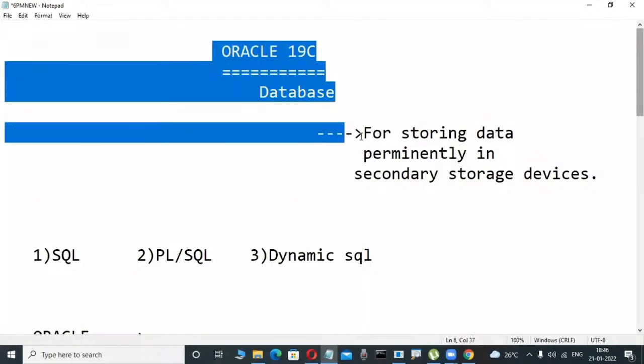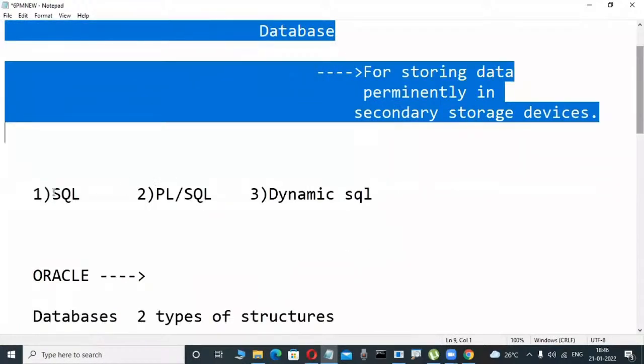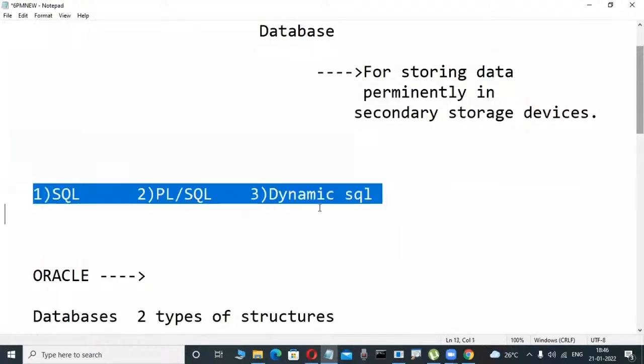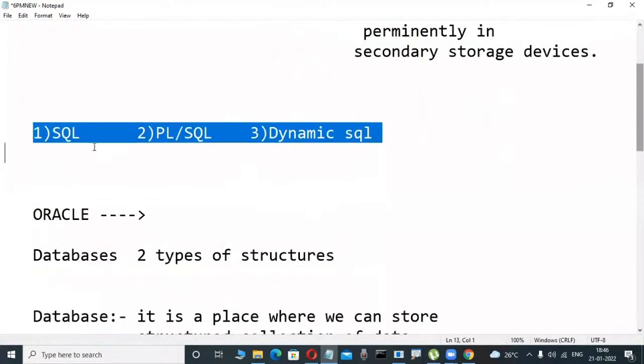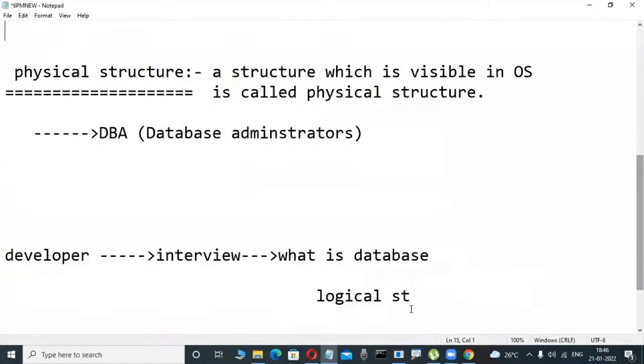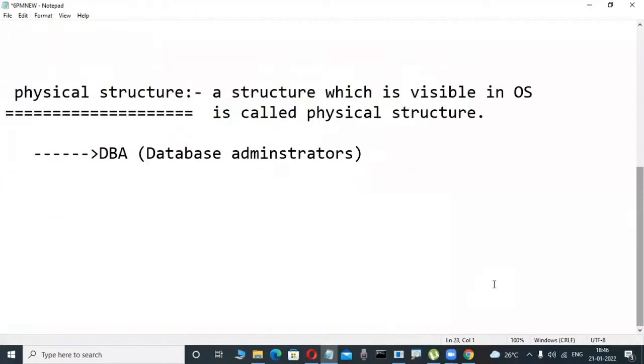To operate this Oracle software, we use SQL, PL/SQL, and dynamic SQL languages. In any Oracle course, these three things are covered. That is a very small thing I'm telling. Okay, fine. Now check it out. Observe here.